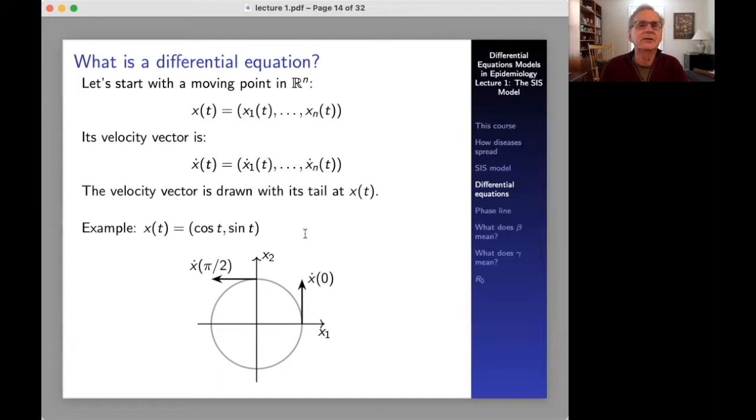So for example, here's an example in the plane. Suppose x of t is cosine t, sine t. So what this is, we start at 1, 0 at time 0, and we just move steadily around a circle. At time 2 pi, we're back where we started from, and we just keep moving. The velocity vector at time 0 is vertical. Its length tells you the speed. At time 2 pi, we're here, and the velocity vector is horizontal.